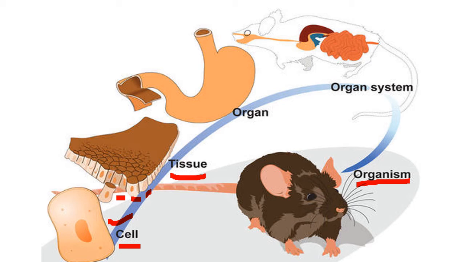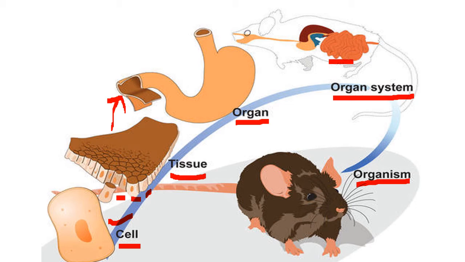When many tissues combine, they form an organ. For example, this is a stomach. You have various organs, the heart is there, and you have intestines. When many organs combine, they form an organ system. Can you see here? There is the intestine, the stomach, and the pancreas and all these things inside an organ system. This is the digestive system of a rat, right?